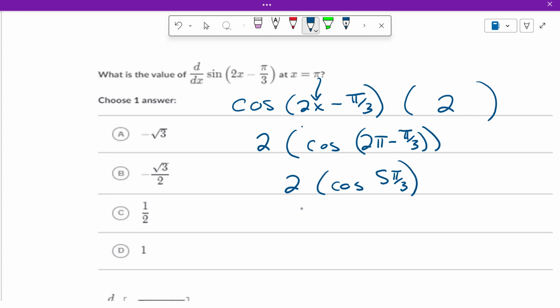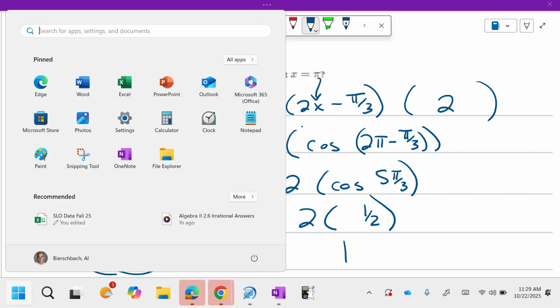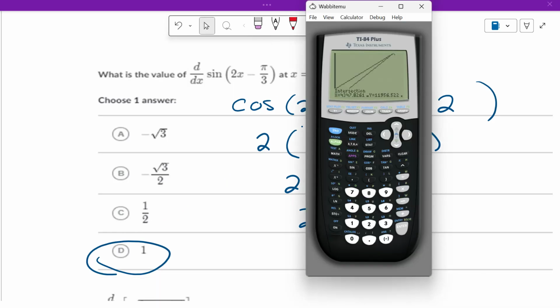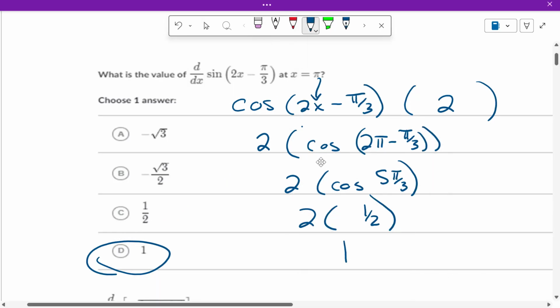5 pi over 3, the cosine is 1/2. 2 times 1/2 is 1. There we go. Now, like I said, if you did it on your graphing calculator, I think it would also say 1. Cosine is the x value, so it should be positive.